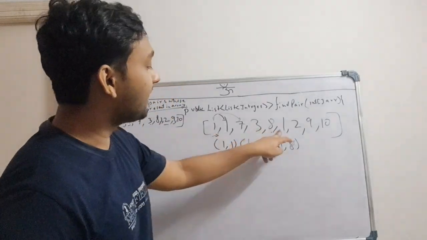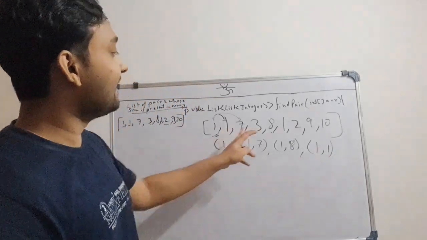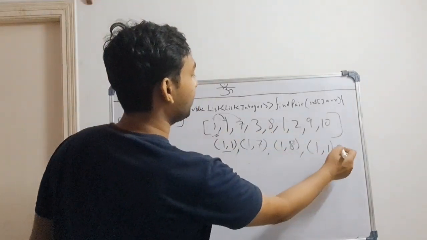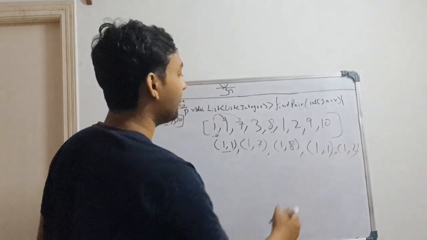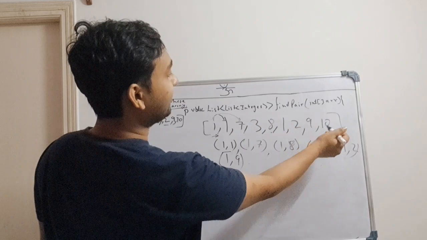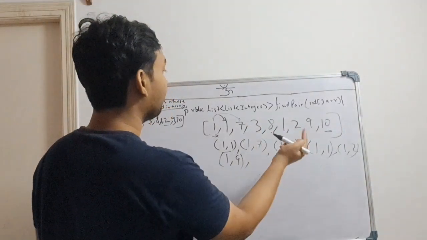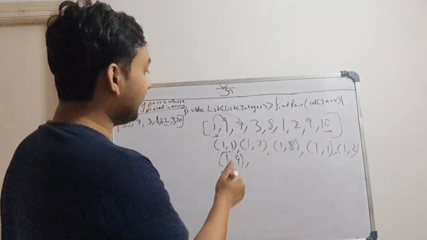Then 1 and 1 again is coming, so I will add it again, 1 and 1. Then 1 and 2, since 3 is present in the array, so 1 and 2. Then 1 and 9. Why? 1 plus 9 is 10, and 10 is already present in the array. Then 1 plus 10 is not there. Then I will start again.